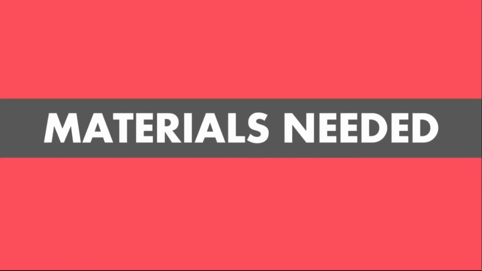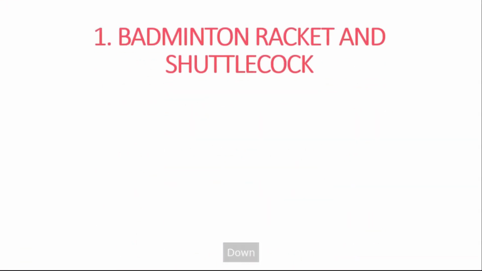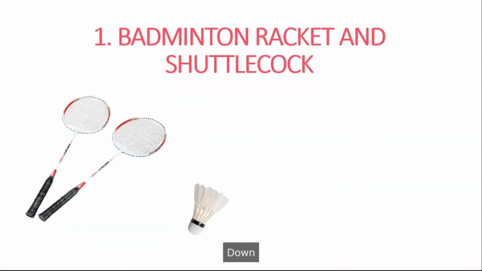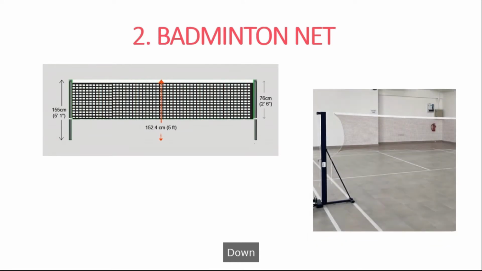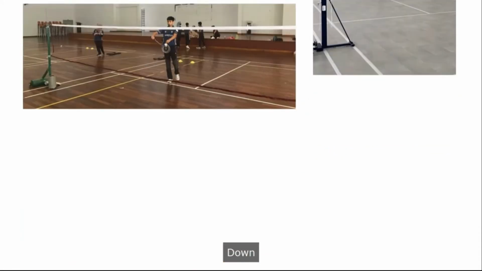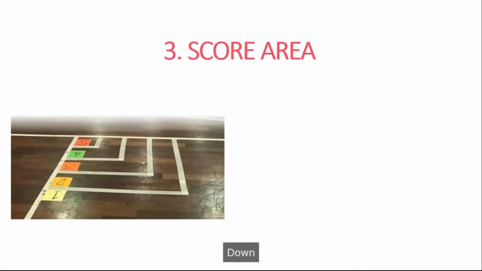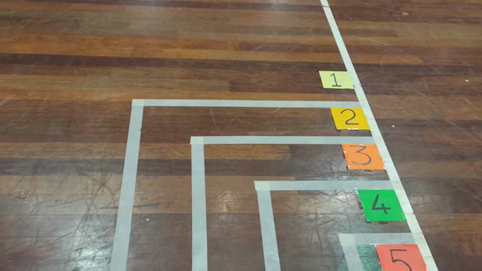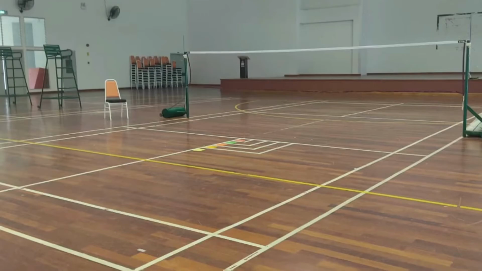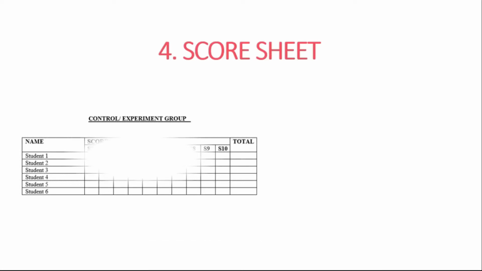There are several materials needed in this test. First, badminton racket and shuttlecock. Second, badminton net. Third, score area. Fourth, score sheet.